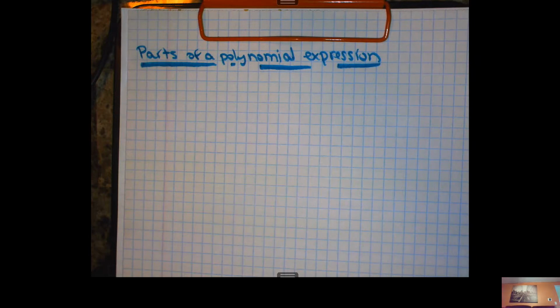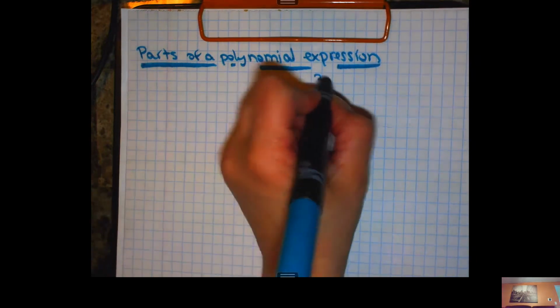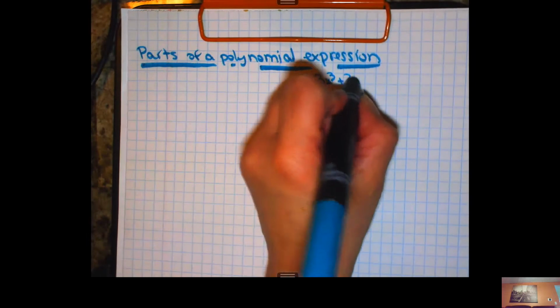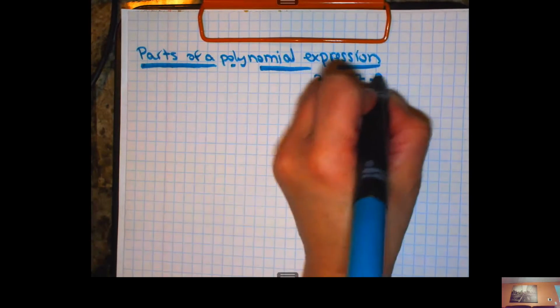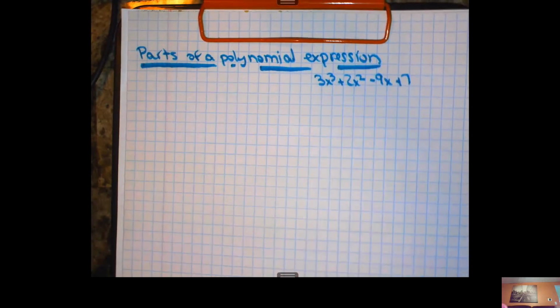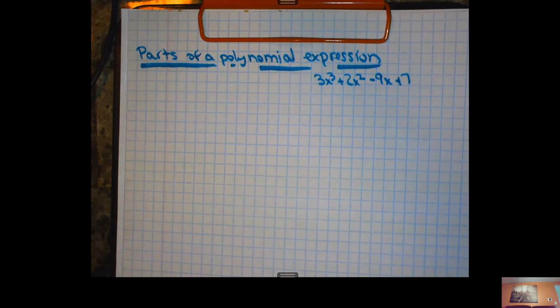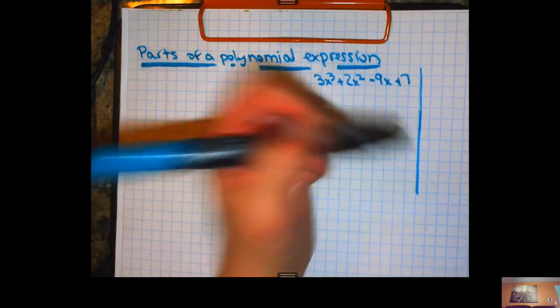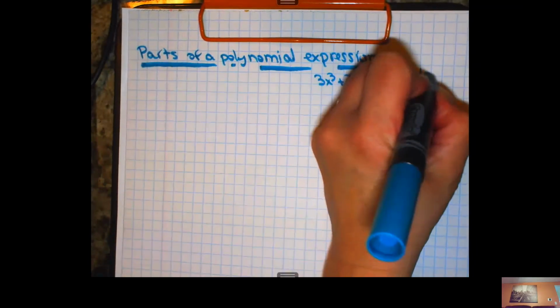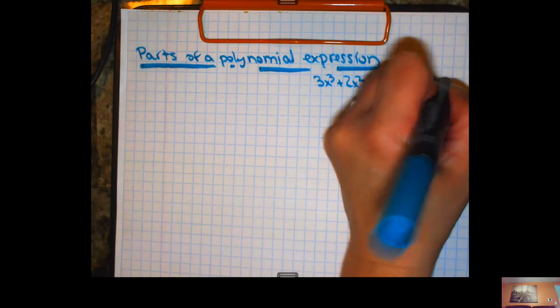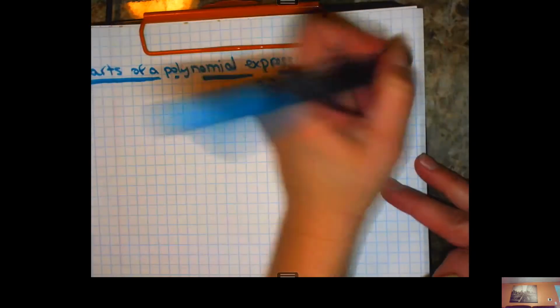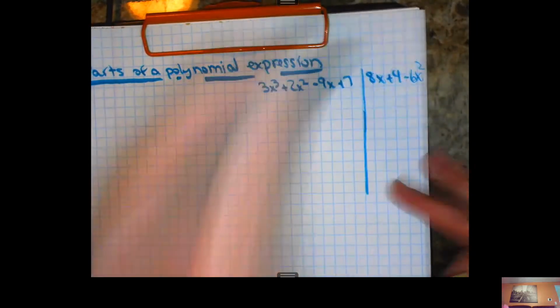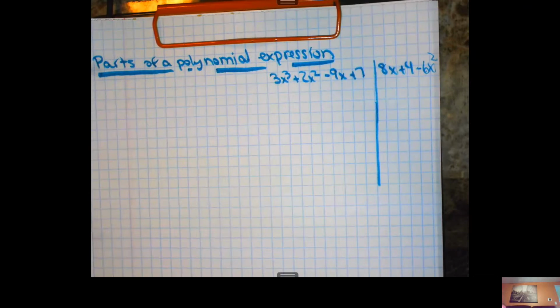So on the side, can you write 3x cubed plus 2x squared minus 9x plus 7? And then the other one that we're going to look at, these are 2 separate ones, so I'm going to put a little line here. The other one's going to be 8x plus 4 minus 6x squared. So those are 2 polynomials, and we're going to talk about the different parts of this expression.